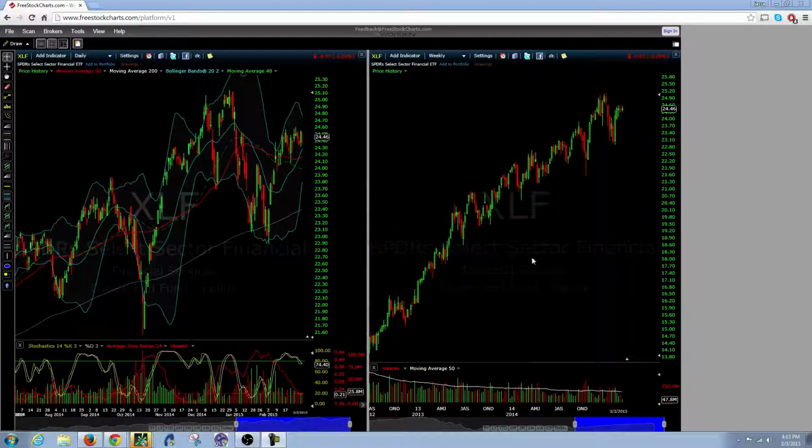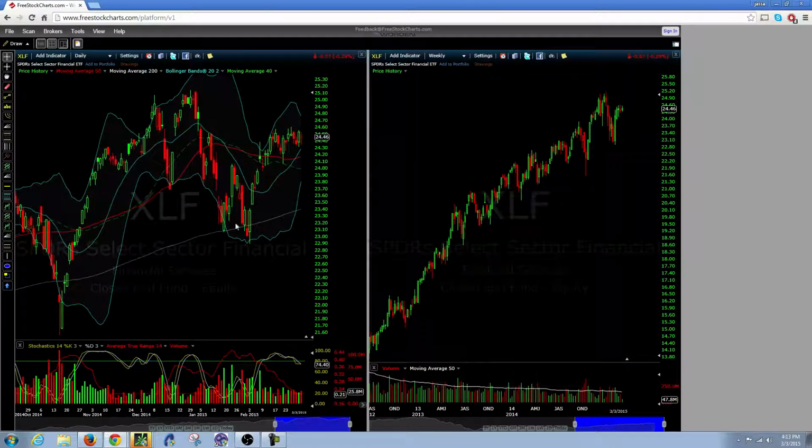So XLF, as we were talking, is a complete uptrend in the daily and in the weekly. In the daily, I put a lot of extra stuff that a lot of people like to see: the Bollinger Bands, the SMAs 20, 50, and 200-day. And don't worry about this green one. This is the 40 moving average, which is the weekly equivalent.